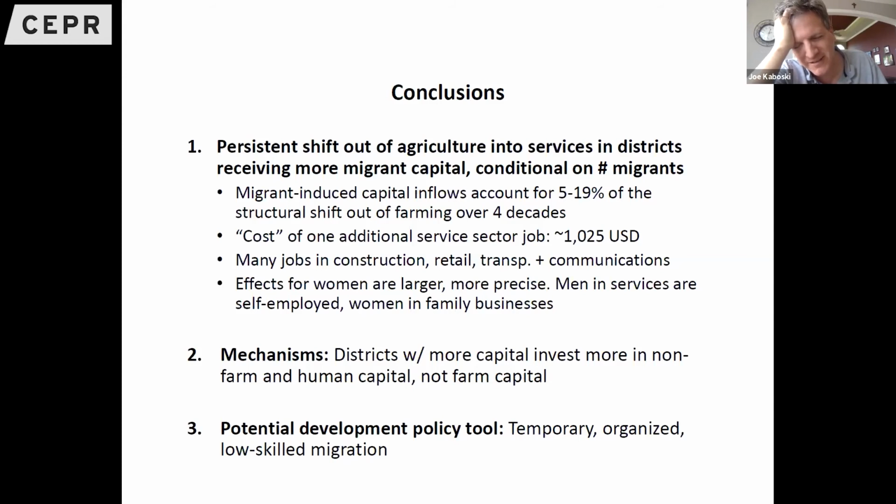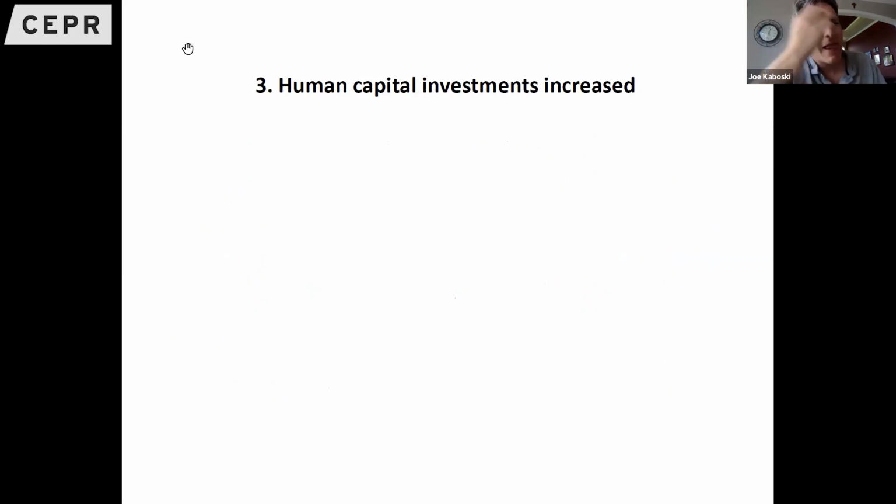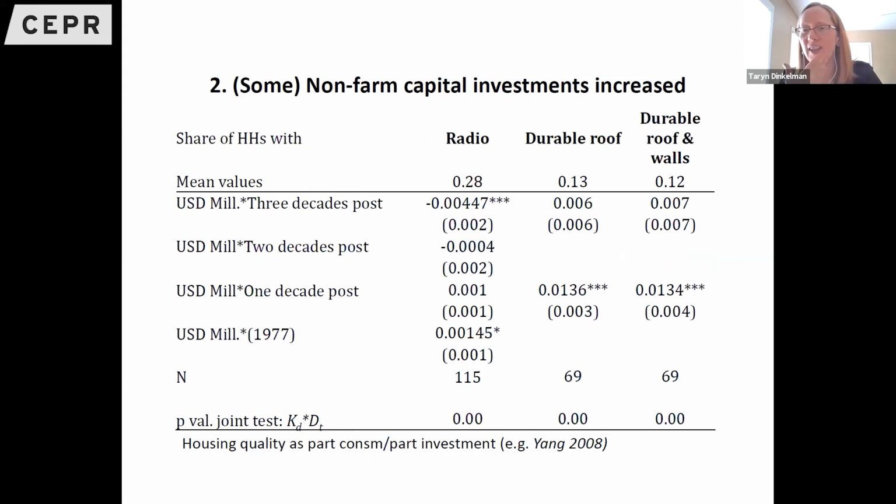I was curious about this. It's obviously a small part of your results, but 30 years later you have this negative result on radios. Is it at all possible that that's actually a movement to TVs or anything like that? Yeah, so we do think that that's what's going on. We can't measure TV in earlier decades. We only have TV basically in 2008. But yeah, I think that's what's going on.